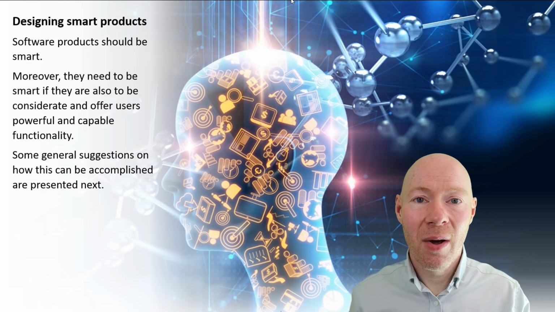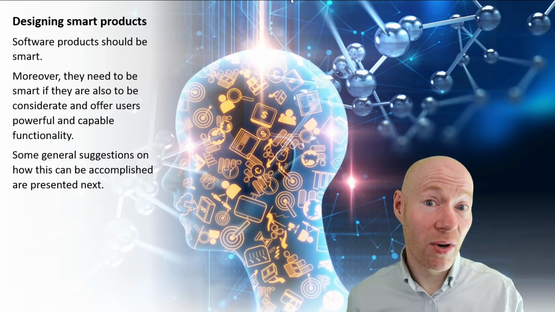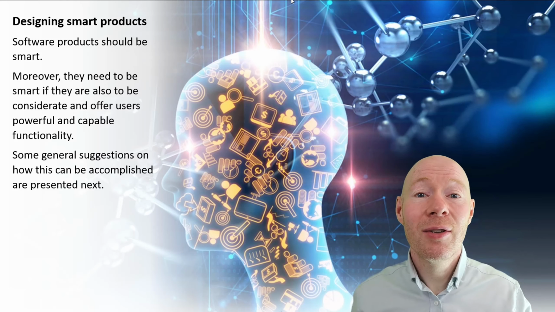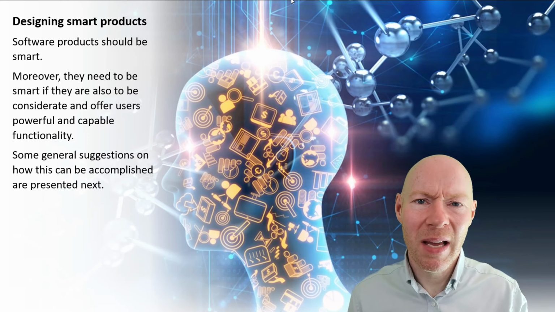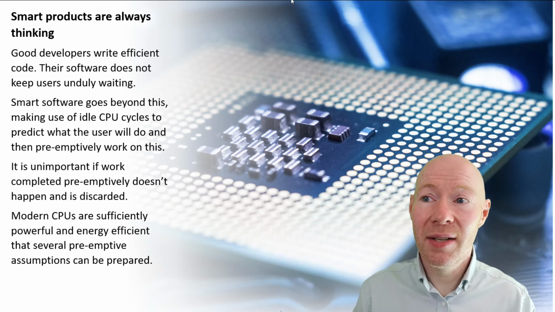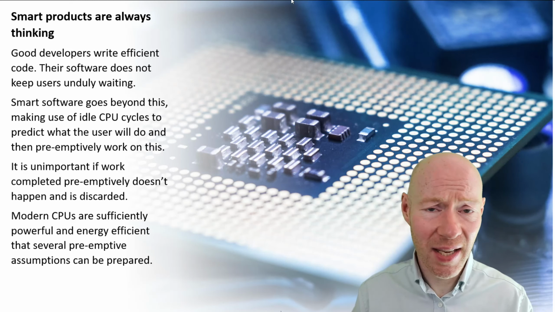We're going to look at a number of quite simple, quite straightforward, but actually still quite useful techniques that we can use to create software that we would characterize as being more smart. The first one is that smart products are always thinking.